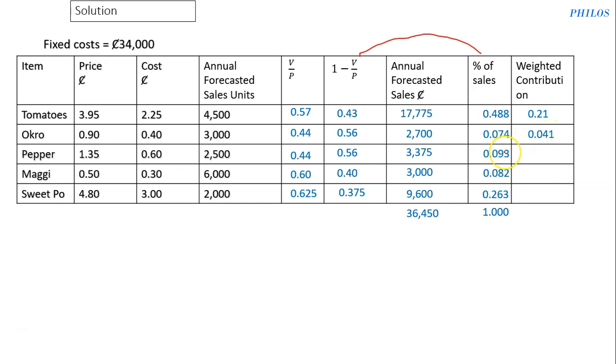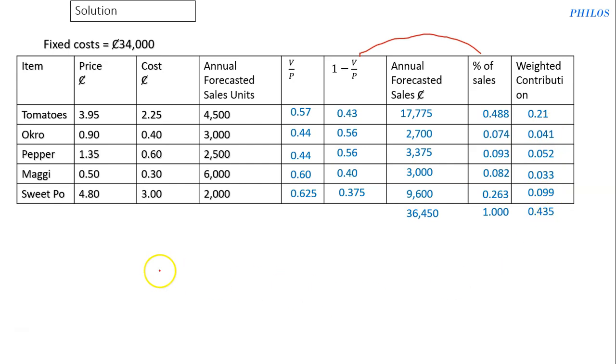And then 0.56 times 0.093 will also give you 0.052. Then the next one, 0.4 times 0.082 is 0.033. And then the last one, 0.375 times 0.263 is 0.099. Okay, so when you add all these together, you get 0.435.